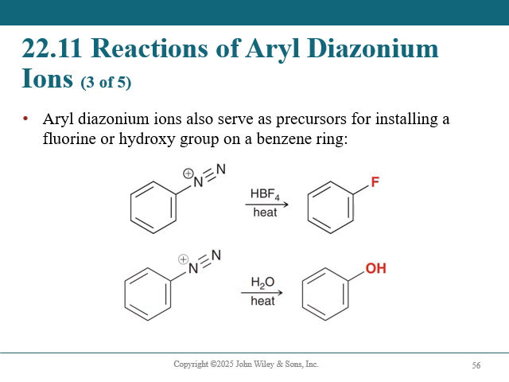Aryl diazonium ions also serve as precursors for installing a fluorine or a hydroxyl group on a benzene ring. So these are many purposes. As you can see, most of them are going to be as precursors for other reactions, for other groups that we need to add. Once we have these groups, then we can further functionalize or whatever it is that we need to do.